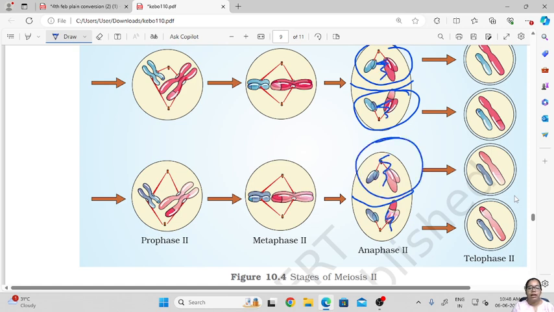So this will divide and this will divide, and you will get what? 1, 2, 3, 4 cells from a single cell. First it will undergo meiosis 1 and form 2 cells. Then from those 2 cells it will undergo meiosis 2 and form what? 4 cells after cytokinesis in the telophase 2 phase.